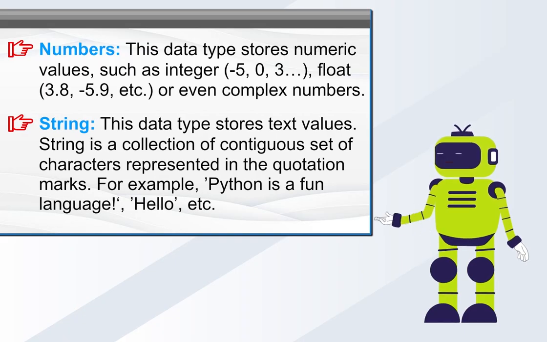String. This data type stores text values. String is a collection of contiguous set of characters represented in the quotation marks. For example, Python is a fun language, hello, etc.